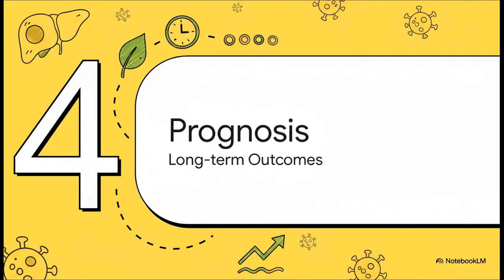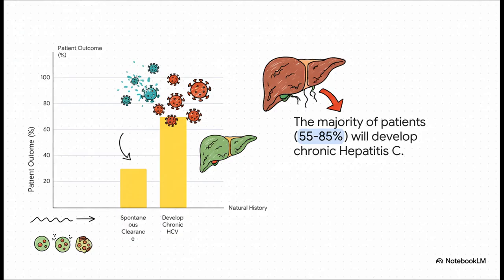So let's say we've made the diagnosis. What's the long-term outlook for our patient? What does the natural history of this infection look like? This right here is probably one of the most important takeaways. The vast majority of people who get hepatitis C do not clear it. Somewhere between 55 and 85% will go on to develop chronic disease. Spontaneous clearance is, unfortunately, the exception, not the rule.